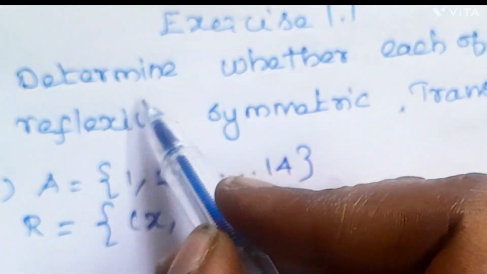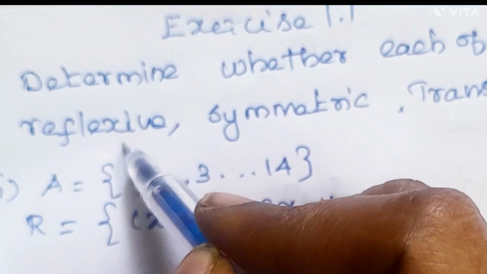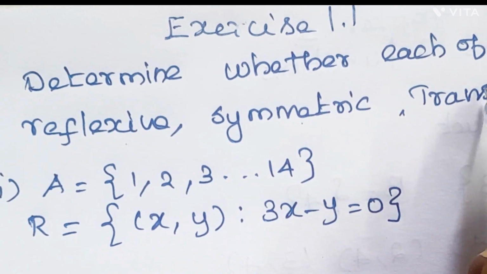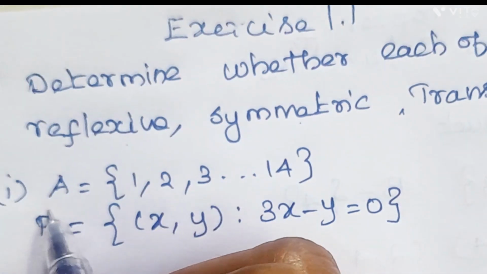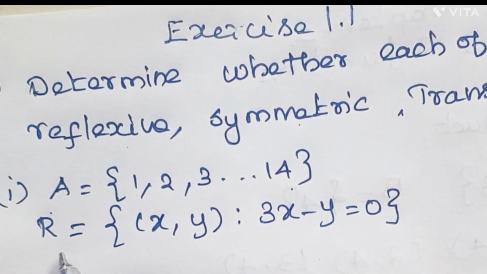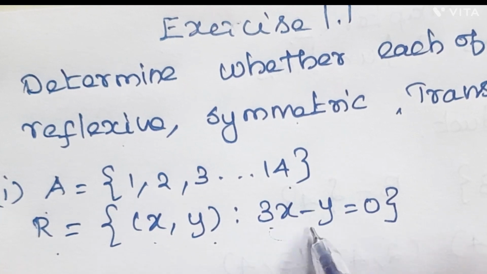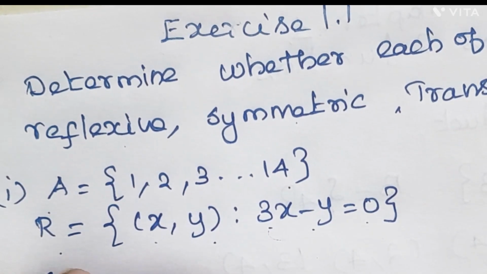Exercise 1.1. Determine whether each of the following relations are reflexive, symmetric, transitive. Here the given set is A equal to 1, 2, 3 up to 14, and the relation R equal to ordered pairs (x, y), and the condition is 3x minus y equal to 0.